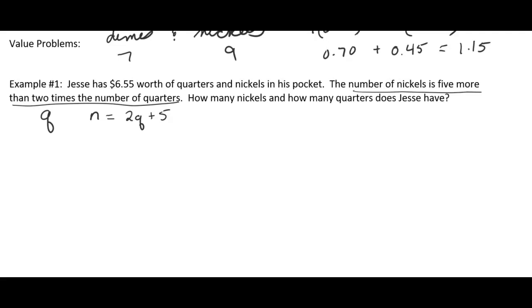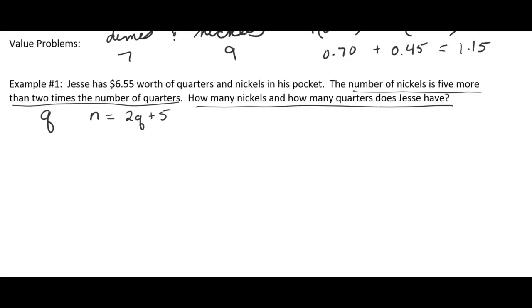So when I wrote that Q down, I wasn't talking about how much money I have. I'm talking about how many actual coins I have. Do I have 10 quarters? Do I have 3 quarters? I don't know. And when I wrote the N, I'm talking about how many nickels I have. 10 nickels, 9 nickels, we don't know. That's what we're trying to figure out, because the question says, how many nickels and how many quarters does Jesse have?